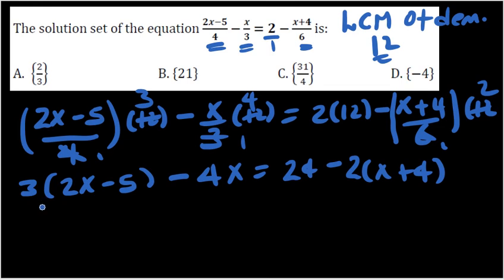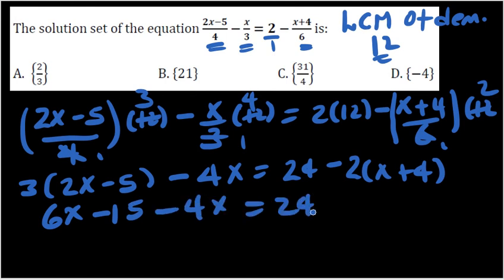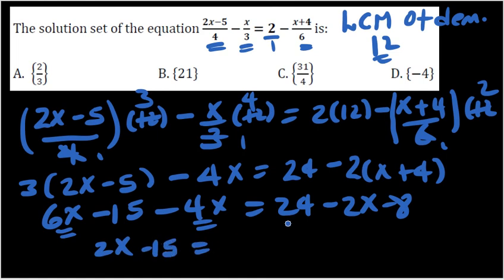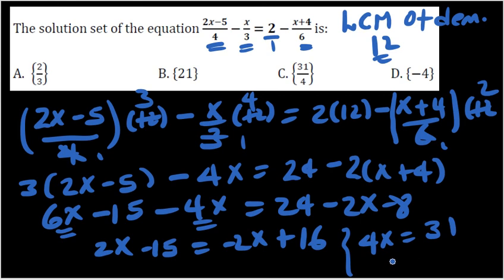Okay, next let's multiply. 3 times 2 will be 6x minus 15 minus 4x is equal to 24 minus 2x minus 8. The negative also will be distributed. Then collect the like terms. 6x minus 4x will be 2x minus 15 is equal to, on the right side we do have negative 2x plus 24 minus 8 will be 16. Therefore the 2x will come over and be added, so it will be 4x is equal to the negative 15 goes over and is added, it's going to be 31. When you divide by 4 both sides, the x value will be 31 over 4.